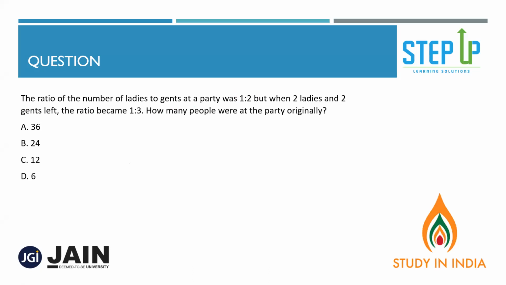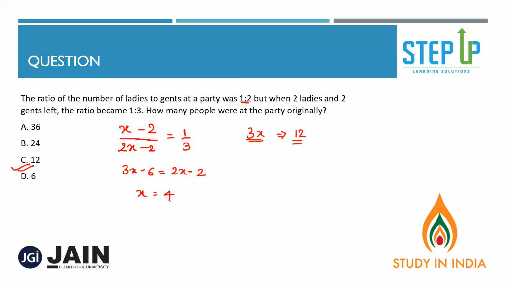Okay, so fine. Say x are the ladies and 2x are the gents. Minus 2 from both sides should give you what? 1:3, right? So you can get the value, 3 to 6, 2x minus 2. So what will go here? This x is equal to 4. It means that 3x is the total number of people. 12 is the answer. 12 is the answer.